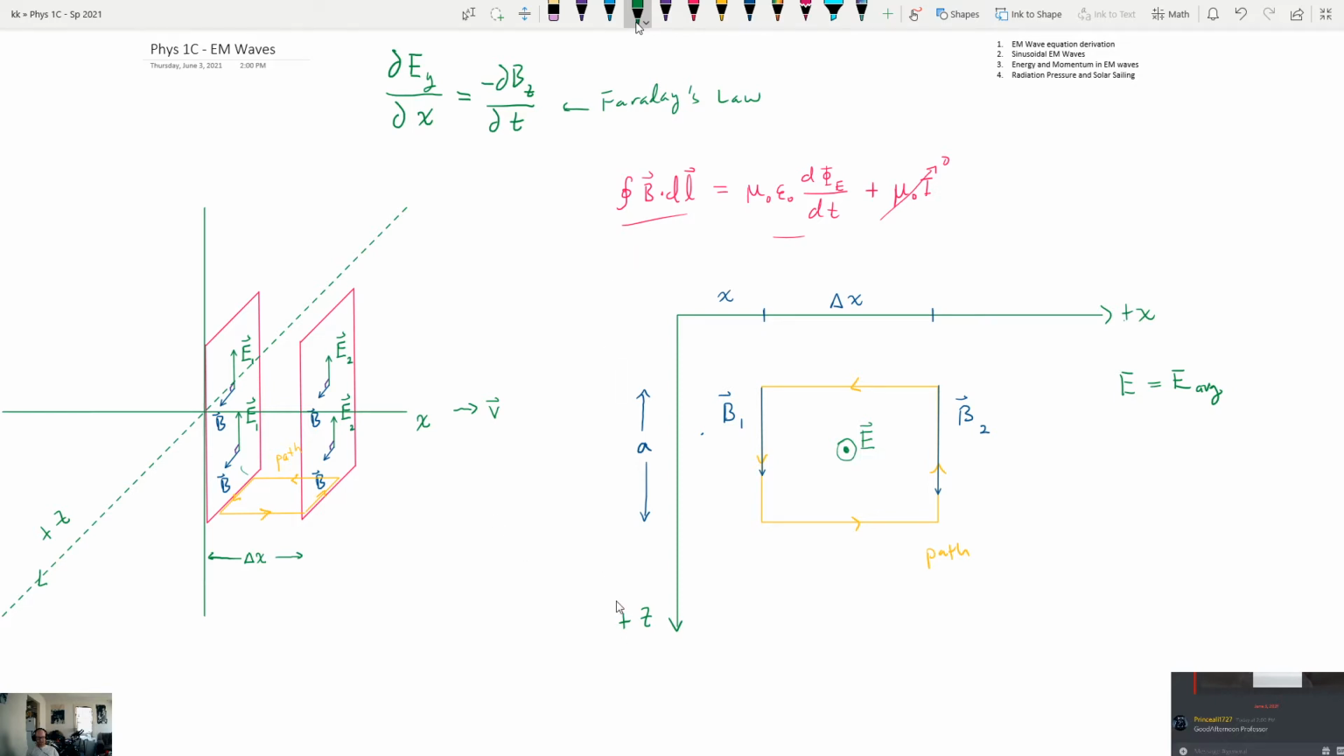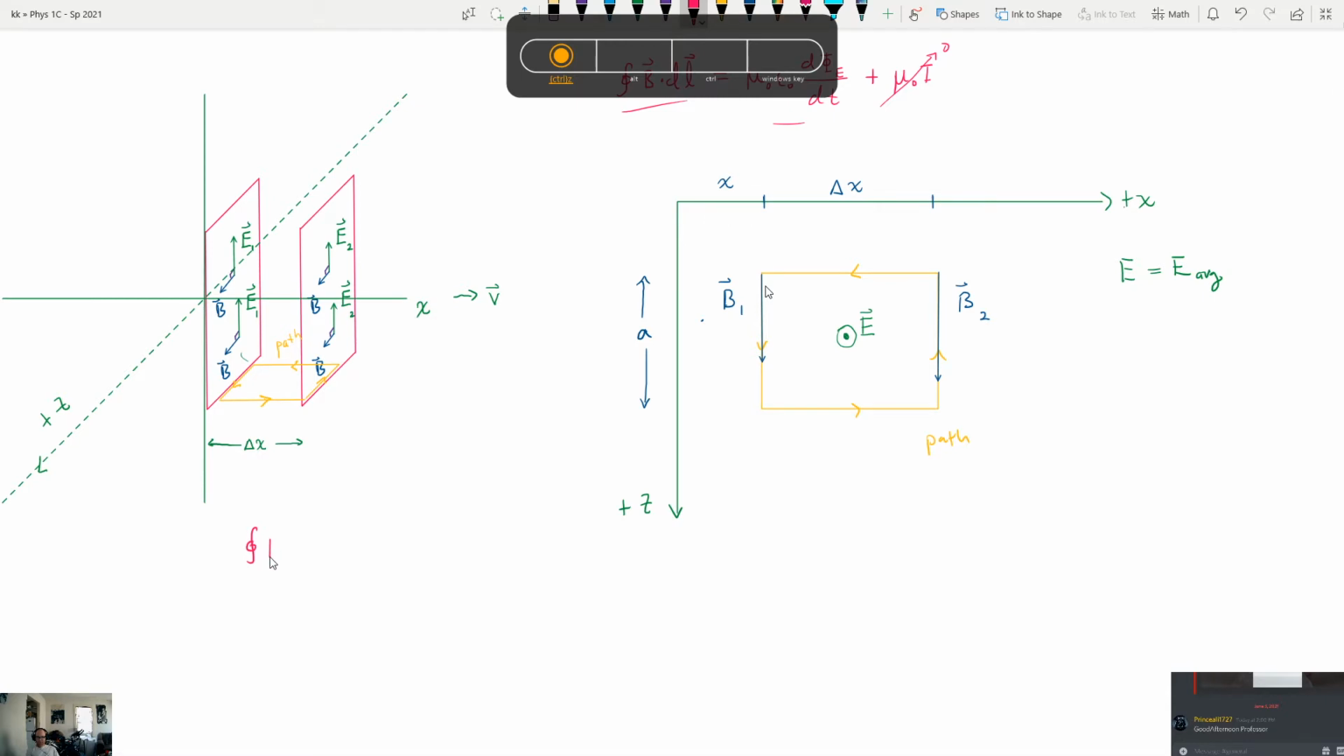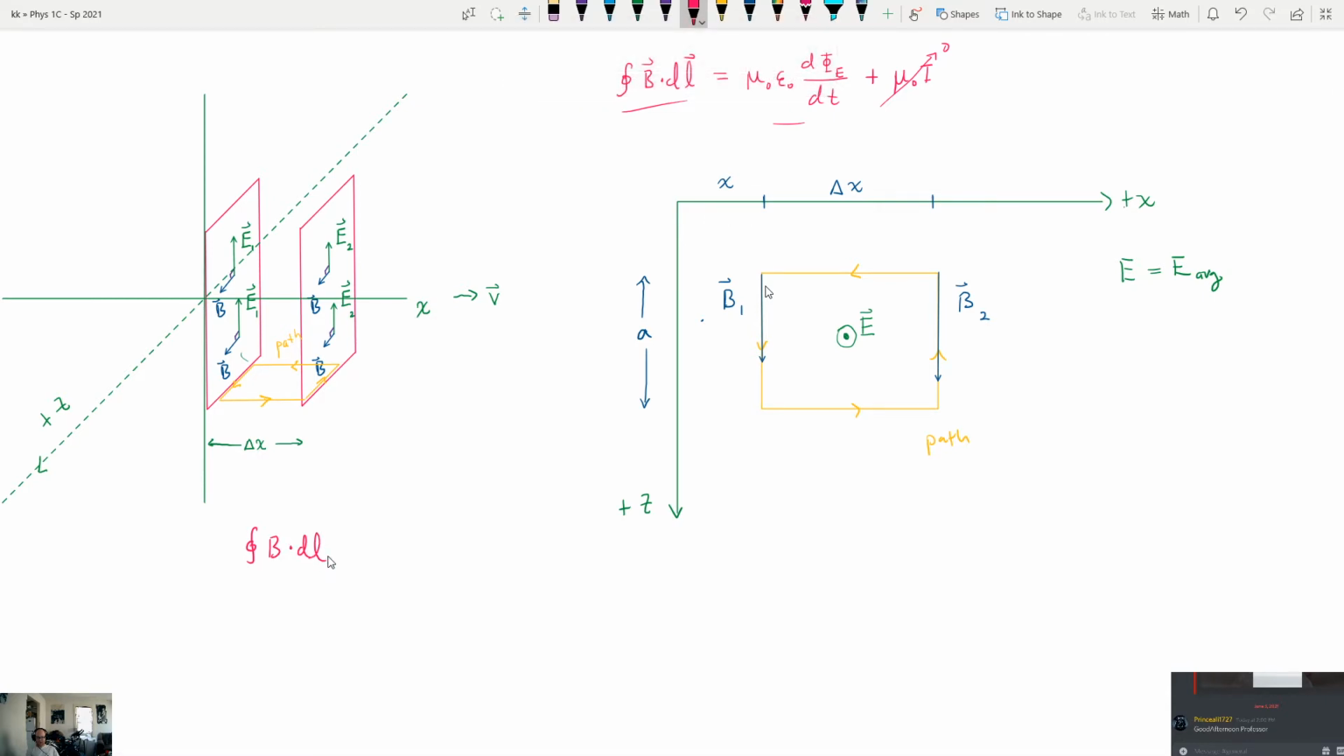So let's calculate what the integral of B dot dl is going to be here. So if we do the integral of B dot dl along our path, then we need to draw our dl's in here. So like on the bottom, dl is going to go this way. On this side, dl is going to point this way. On the top, it goes that way. On this side, it goes this way.